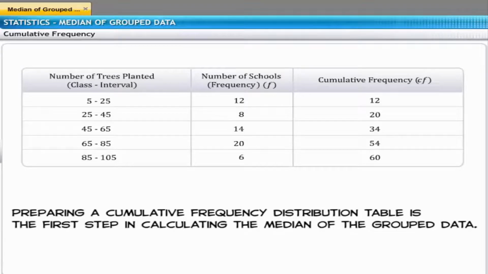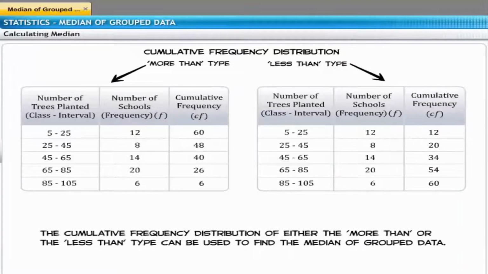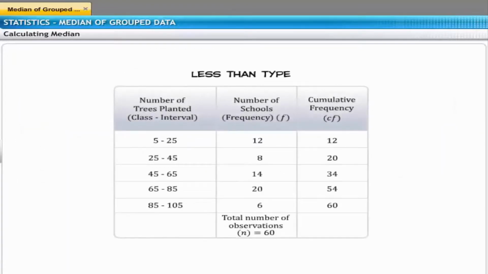Preparing a cumulative frequency distribution table is the first step for calculating the median of the grouped data. You can use the cumulative frequency distribution of either the more than or the less than type to find the median of grouped data. Now, we'll use the cumulative frequency distribution of the less than type to find the median of the number of trees planted.